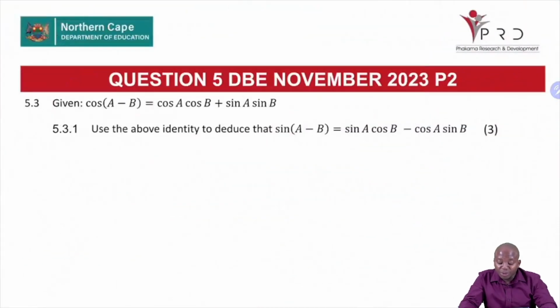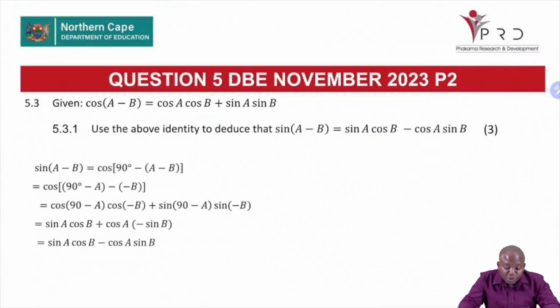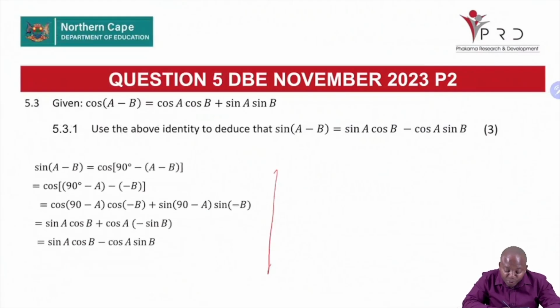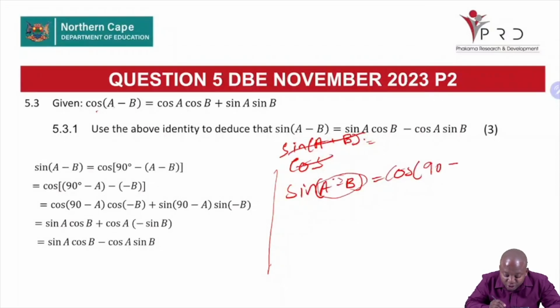Now let us look at the solutions to this. How are you going to do it? Number one, we're going to use co-functions, because as we are using co-functions, we now know that sin(A minus B) is the same as cos(90 minus (A minus B)), where I consider the whole thing as a unit, which is what I did here.